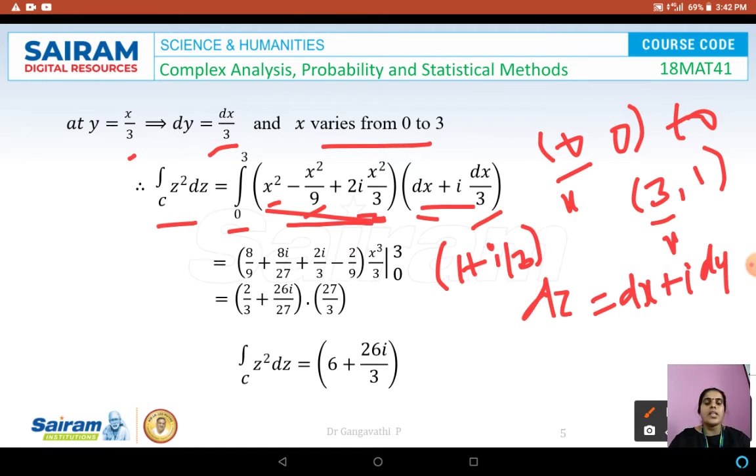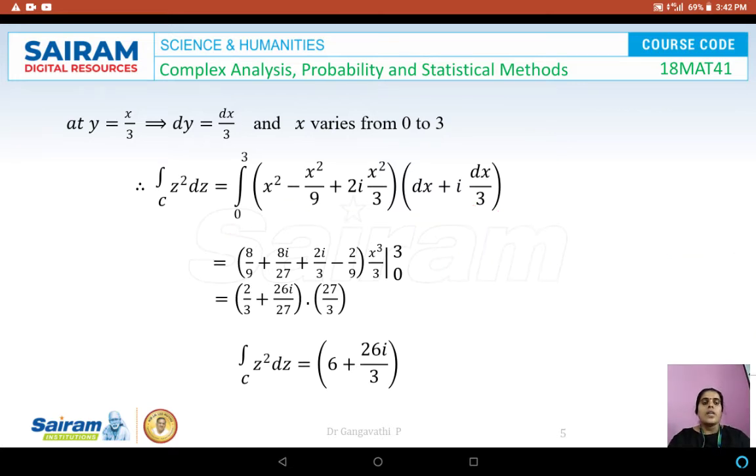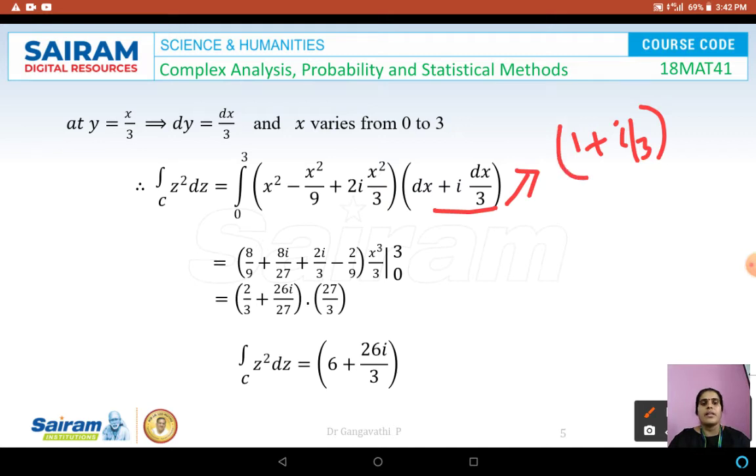This i by 3 is a constant. That is another way of representing it. So from this term, you can take 1 plus i by 3 as a common term and write it outside. And this remaining is dx. And this multiplication of x square minus x square by 9 plus 2i into x square by 3. From this, when you take the LCM, it is going to be 27.